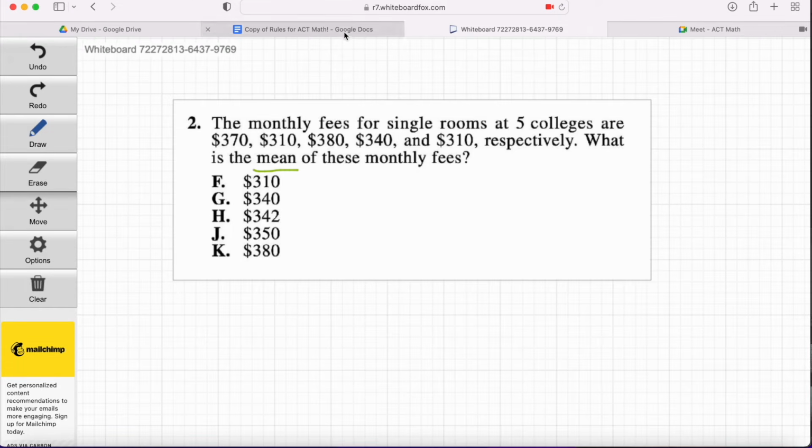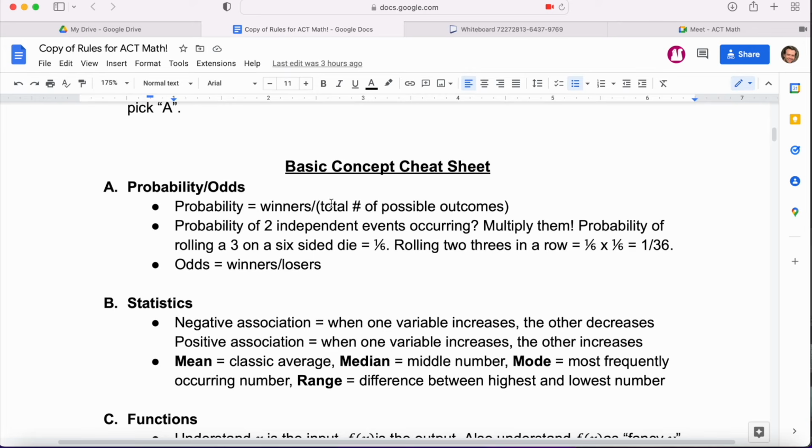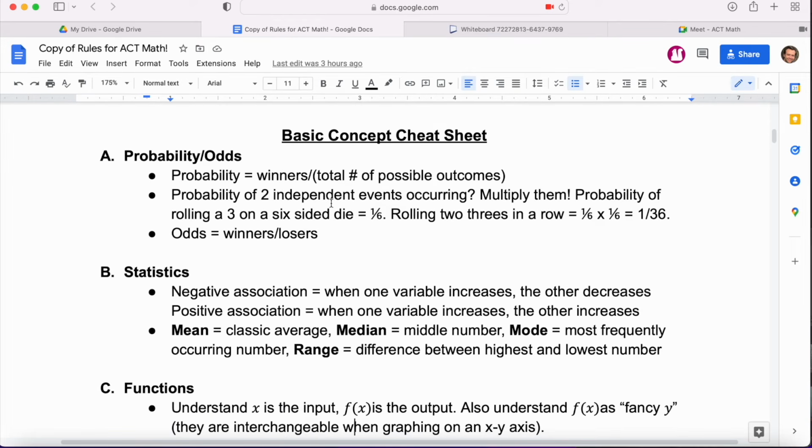Let's go to the rules real quick, actually. I've got this here. Let me see. It's on basic concept B, and it's the second bullet point. I've got mean, median, mode, and range all defined, and these pop up pretty frequently in the ACT. Go ahead and read that first bullet point for me, please. We're going to talk about all these.